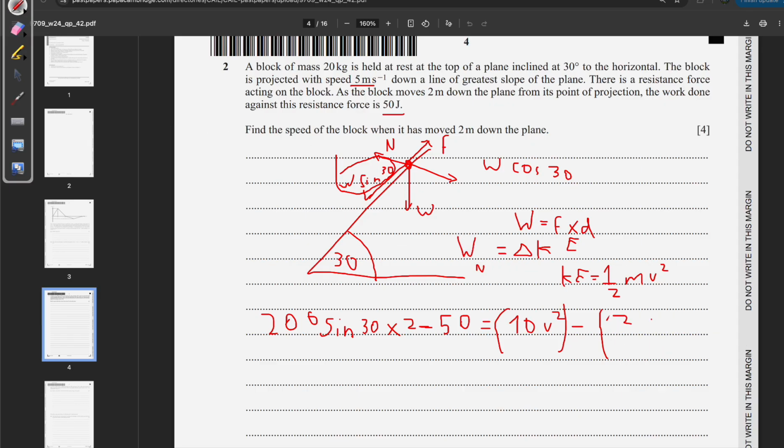We're going to plug this into the calculator. Once again, I'll say it: 200 sine 30 times 2, minus 50 is equal to 10 v squared minus 250, and that is going to give you 2 radical 10 or 6.32 on the calculator.